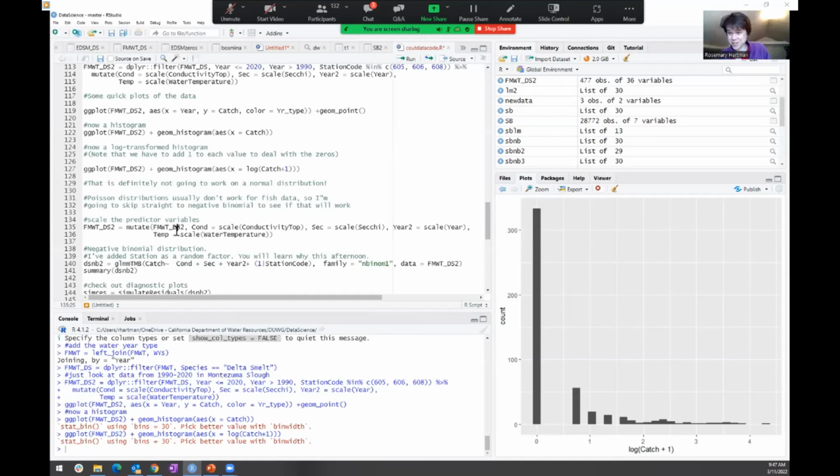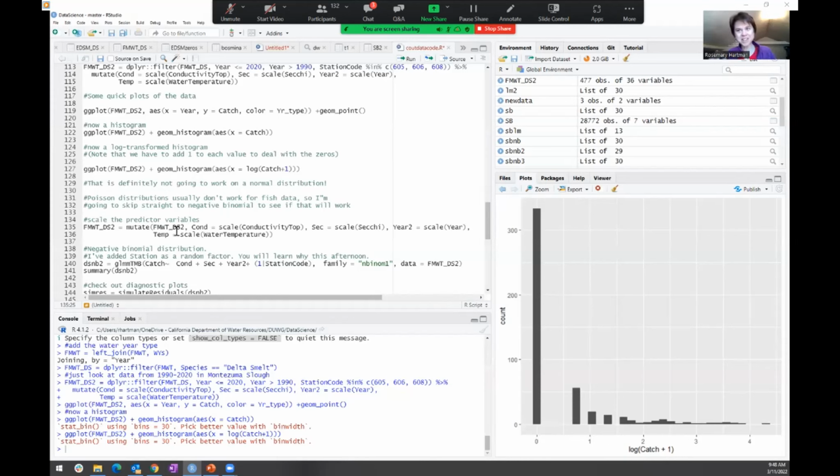The other thing that can happen when we start getting these more complicated models is that if your predictor variables are on very different scales, it can make the model really hard to fit. So we want to see if delta smelt are predicted by conductivity, temperature, and Secchi depth and year. But we have Secchi depth, which is usually in the 1 to 200 range, year, which is 1990 to 2020, and conductivity, which is from 100 to 20,000. And those are very different scales. The model's going to have trouble. What we're doing is scaling them. So we are dividing by the mean.